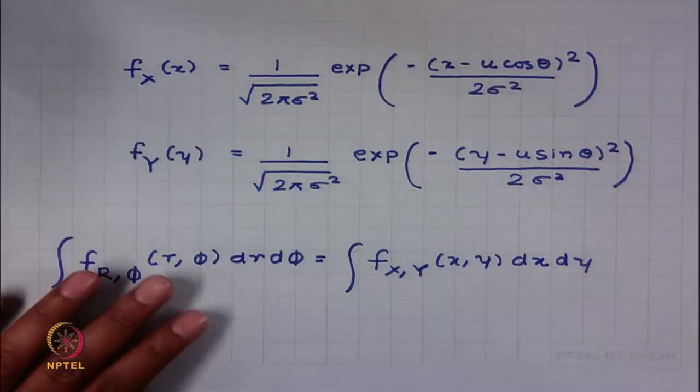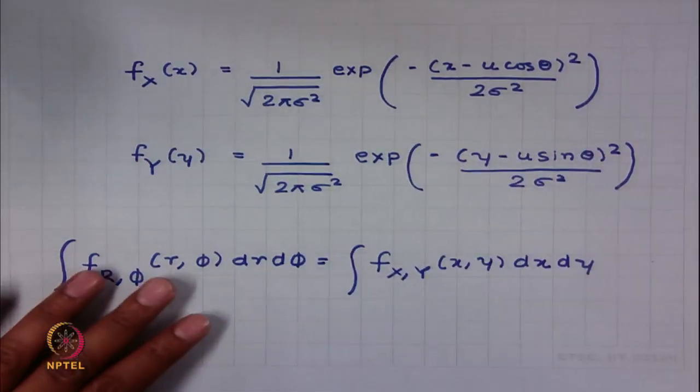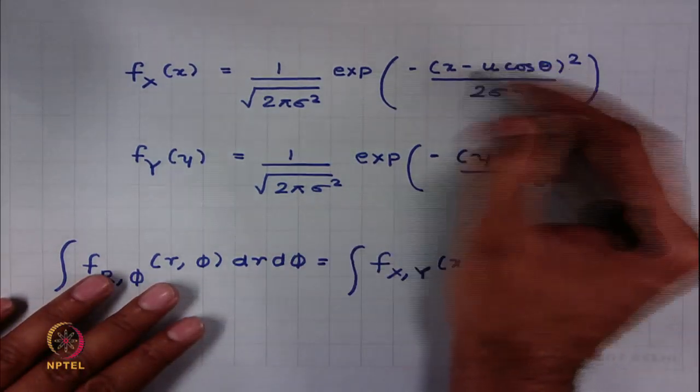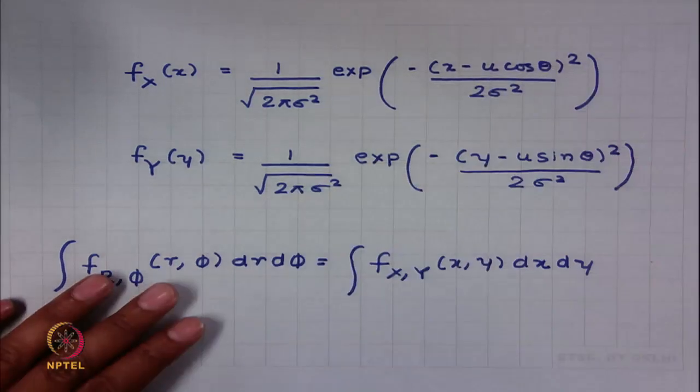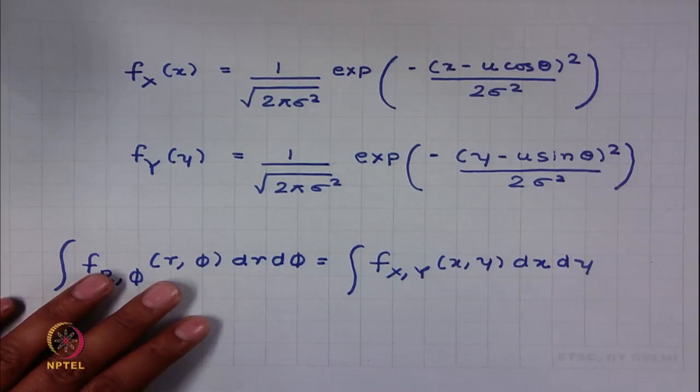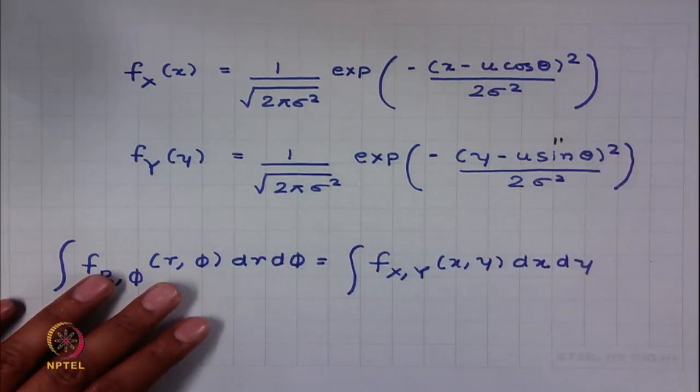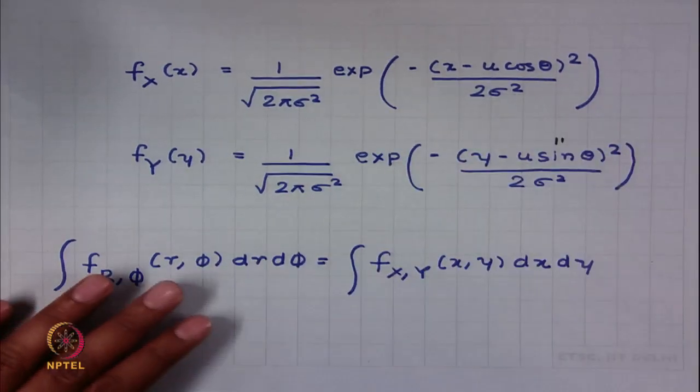So, what is the PDF of x? X being Gaussian, things are simple. Just now the mean shifts to u cos theta, and what is the PDF of y? Again it is Gaussian, it is simple, the mean here is u sin theta, and we assume that the variance of the noise is sigma square.